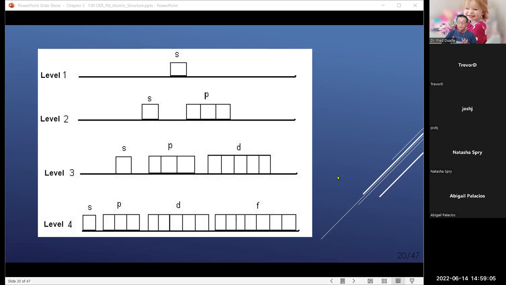Now, with that information, knowing that each orbit can handle a maximum of 2 electrons, can anybody tell me the maximum number of electrons that you can fill in the third energy level? What is the maximum number of electrons you can put in the third energy level, given the information there? What do we have? 14? Does that seem about right?